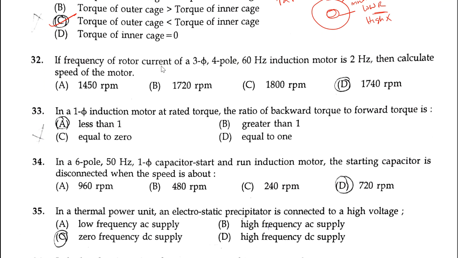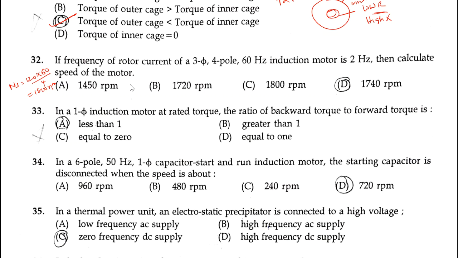Next one, a simple question. If the frequency of the rotor current of a three-phase, four-pole, 60 Hz induction motor is 2 Hz, calculate the speed of the motor. It's a simple formula; I'll write it here. First of all, find the value of NS. NS is nothing but 120 F by P, where F is 60 and the number of poles is 4. So it is going to be 1800 RPM.